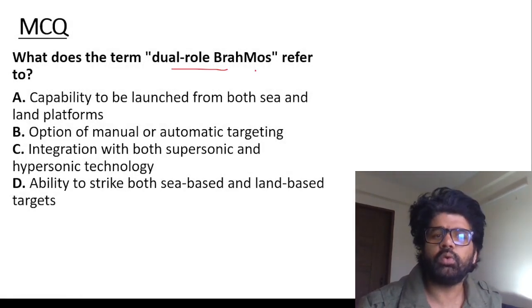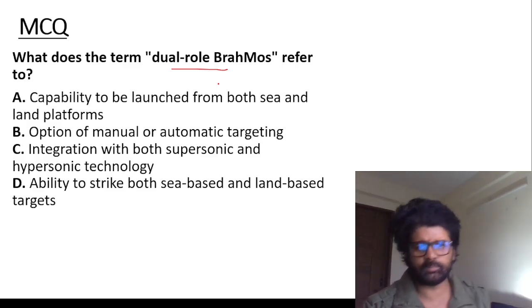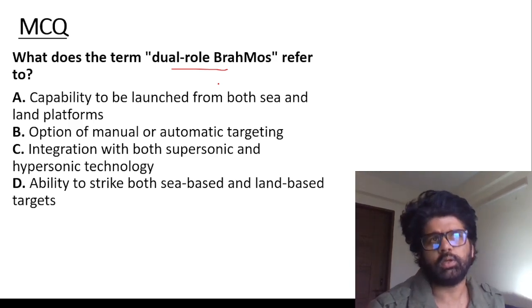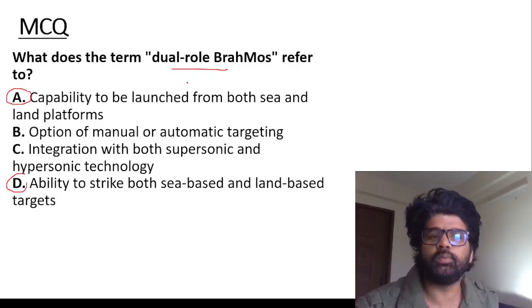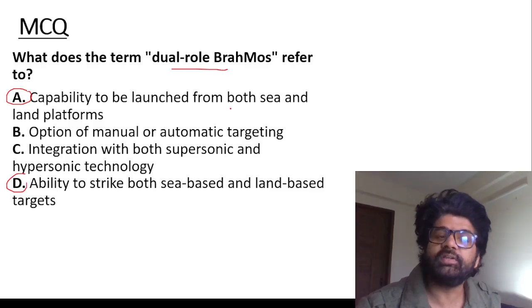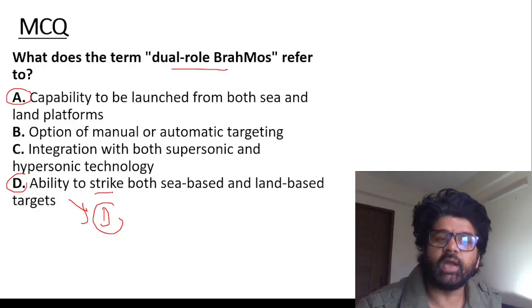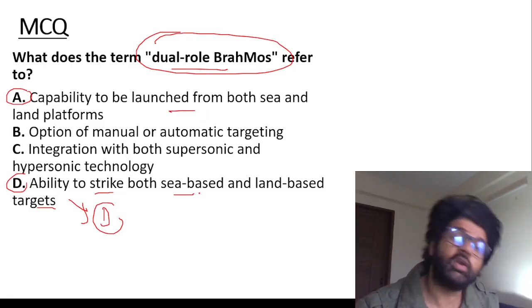What does the term dual role BrahMos refer to? We have talked about BrahMos, we have talked about dual role. What is the basic meaning? Now here you can get confused. I will tell you where will be the confusion. You can get confused between A and D, guys. Capability to be launched. If you don't read all options, you can easily take A, but the answer is D. It is not about launching, it is about striking. It can strike both sea-based as well as land-based targets, and that's why it is known as the dual role BrahMos. Please remember, it's not about where it can be launched, it's about what it can strike.